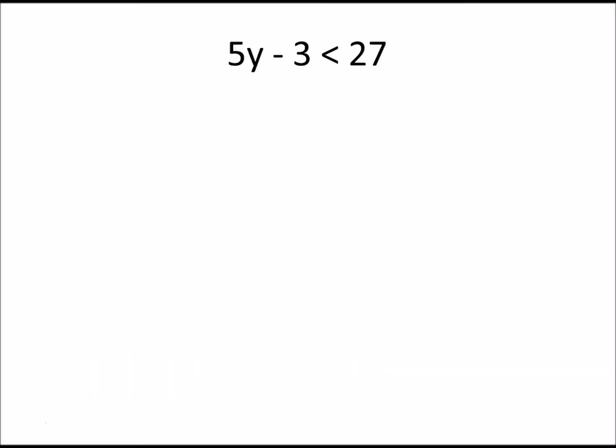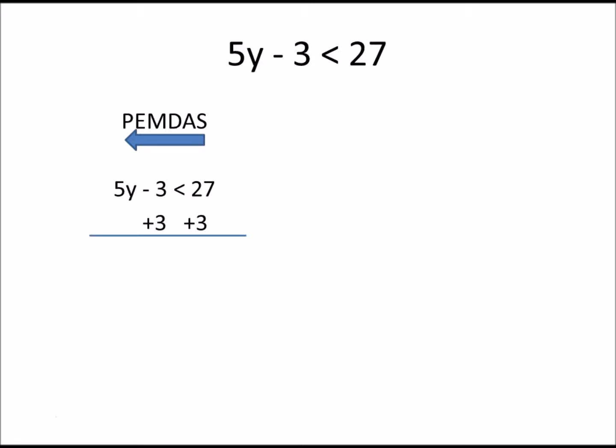Next example, so using PEMDAS again, I'm looking for addition or subtraction. So I see the minus 3, we're going to get rid of that first. The opposite of minus 3 is to add 3. So we're going to add 3 on both sides. So we have 5y is less than 30. So next is multiplication and division. So I see 5 times y. So we're going to do the opposite, which is divide by 5 on both sides. So then y is less than 6.